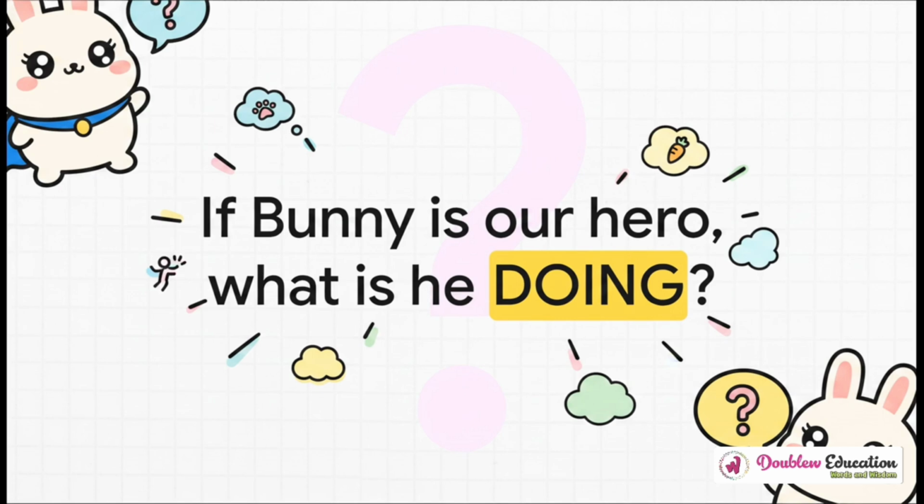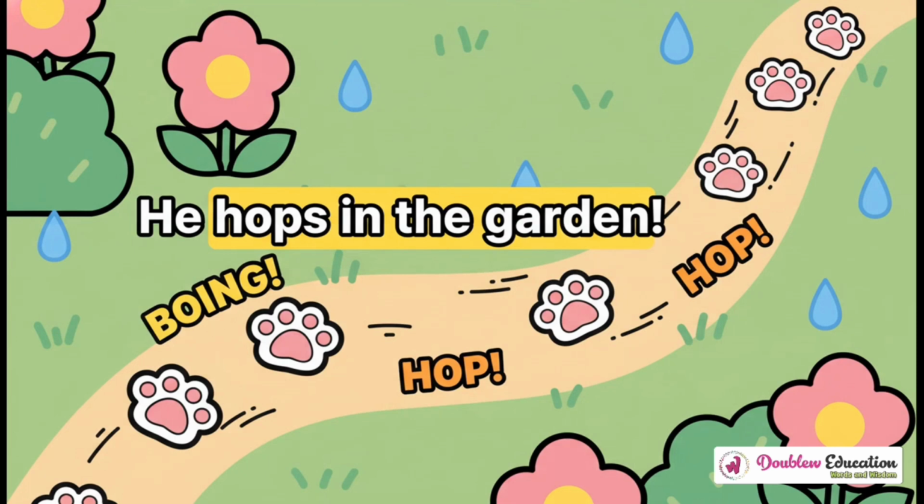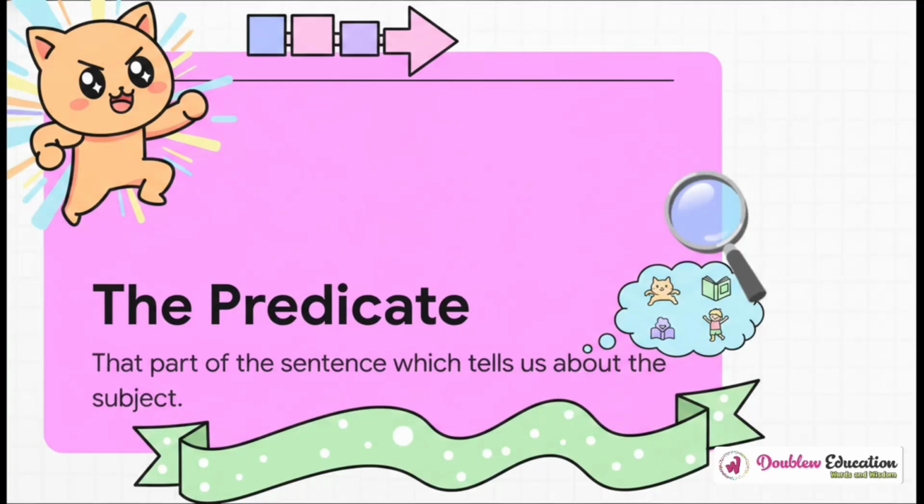What is our hero, Bunny, actually doing? Right? He hops in the garden. That whole second part of the sentence tells us all about what Bunny is up to. This is the action part of our story. It's the part where all the interesting stuff is happening. And you guessed it, the action part has an official name too. It's called the predicate. The predicate is just everything else in the sentence that tells us what our hero, the subject, is doing. So our other trick is, action means predicate.